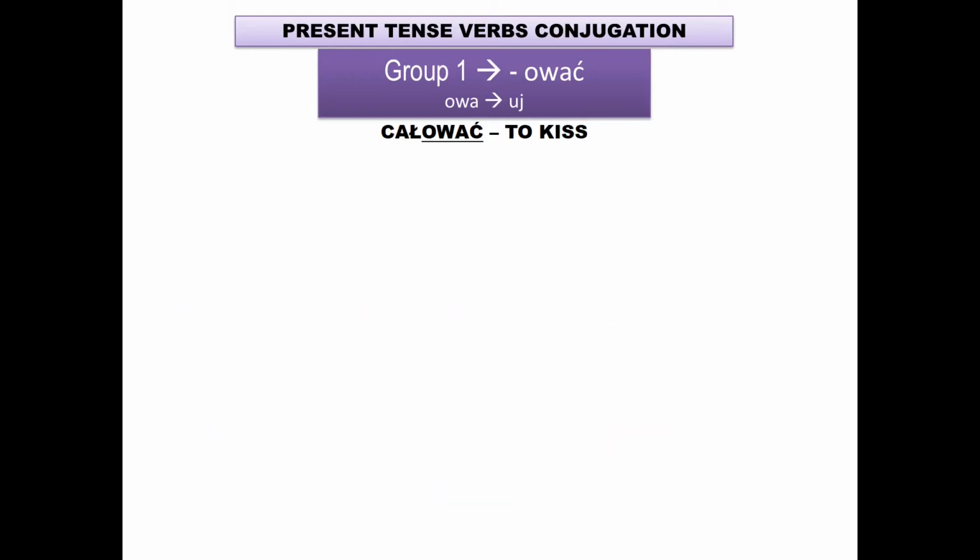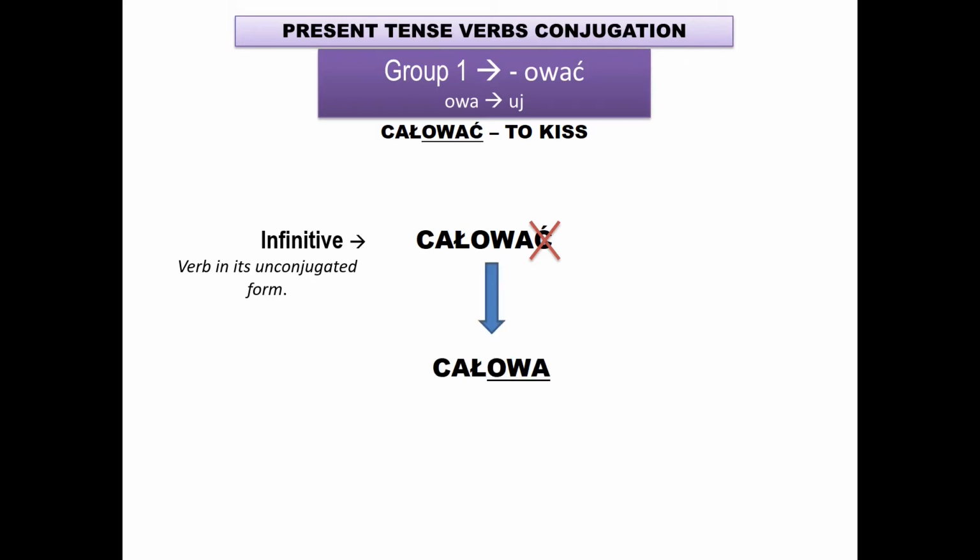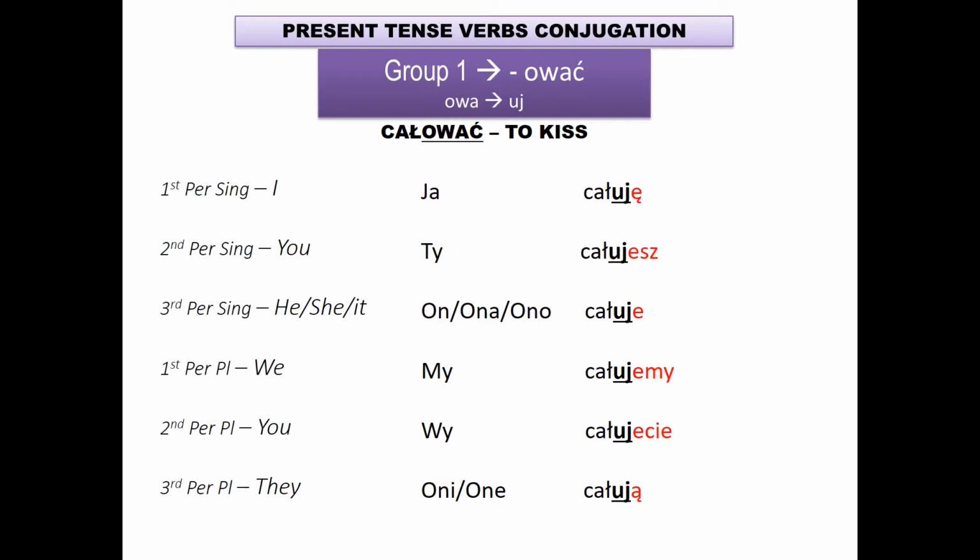We're going to look at another example for you to just have a look in context again. The second verb we're going to look at is to kiss, a very useful verb. Całować. So we're going to take off the last letter ć because it's only applicable to the infinitive itself, and the owa part will take the uj. Całuję. Ja całuję.